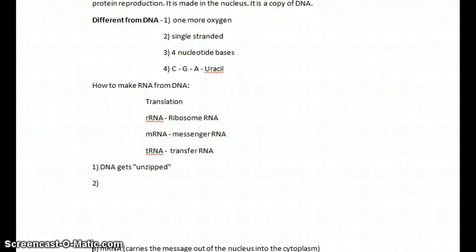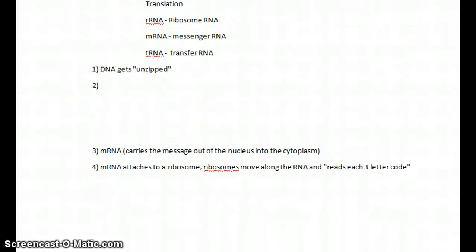To make protein from DNA, you have to have rRNA, which is ribosomal RNA, mRNA, messenger RNA, and tRNA, which is transfer RNA. Step 1. DNA gets unzipped. Step 3. mRNA carries the message out of the nucleus into the cytoplasm. Step 4. mRNA attaches to a ribosome. The ribosome moves along the RNA and reads each 3-letter code.